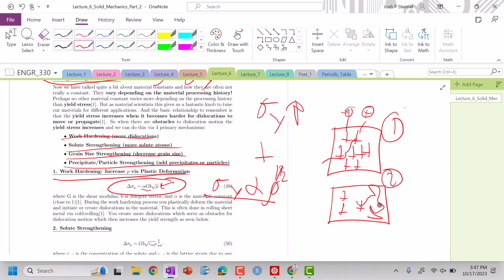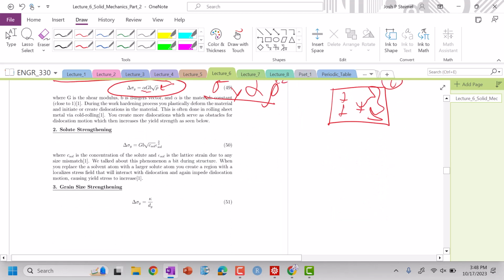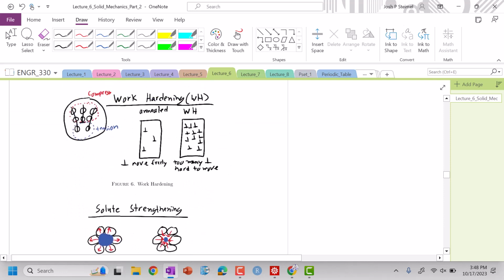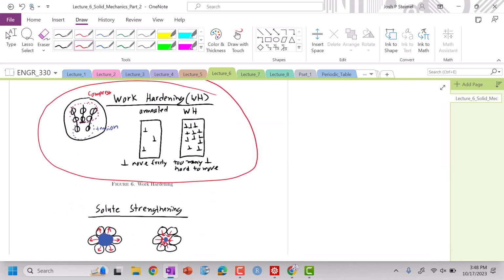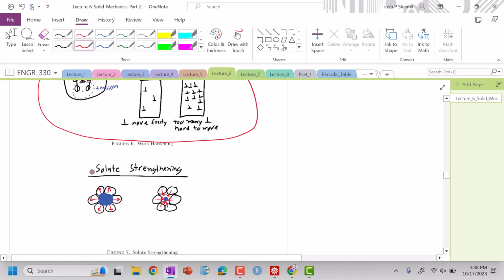I increase the number of dislocations, but by doing so, it makes it more difficult to move those dislocations via stress throughout my system. I can also solute strengthen my system. You can kind of see this here with work hardening, and you can see it even more in depth. There's this region of compression and tension, so when you're trying to move this dislocation through these regions, it's difficult to move through. I could also solute strengthen my system, and you'll see on the page previously, the change in my yield strength is going to be proportional to my concentration of solute to the 1/2 power.